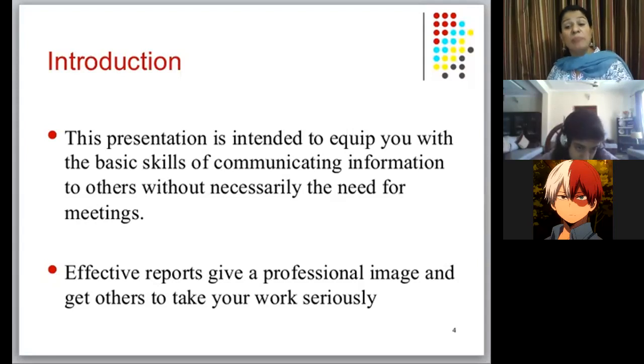Effective reports give a professional image and get others to take your work seriously. Remember, when you effectively write a report, it is considered a written document, a written record of whatever events have unfolded. So it makes people take you professionally. It gives off a professional idea of your personality.